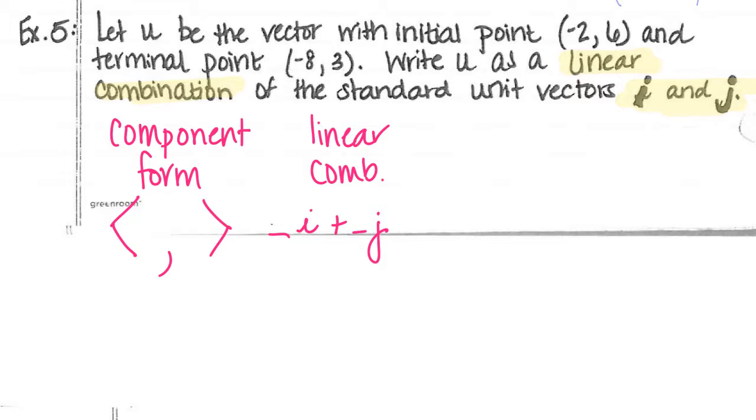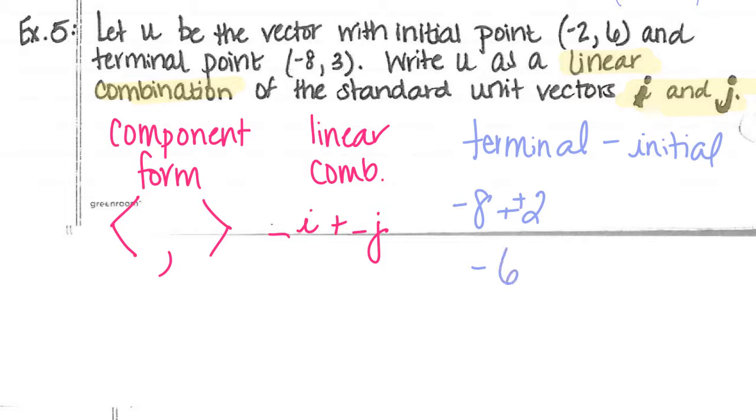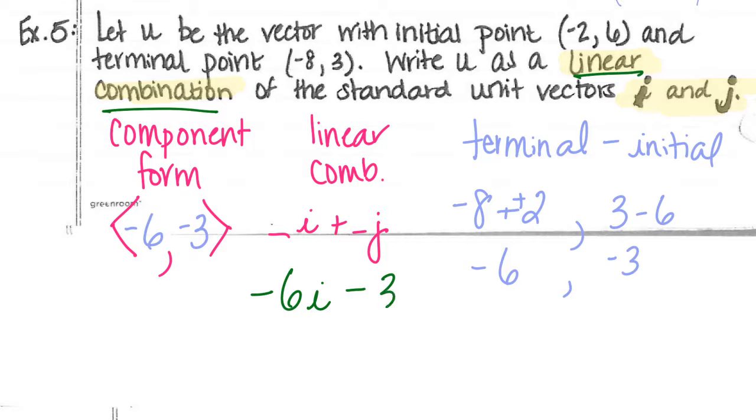Again, we are going to take terminal minus initial. So to find the x's, I'm going to take -8 minus -2, and we get -6. And then I'm going to take 3 minus 6, and we get -3. Now, if we were to write this in component form, we would put that in the carets, so we would have -6 and -3. But remember, they're asking us to write it in this linear combination, so we're going to write it as -6i minus 3j. I have literally seen questions that say, show this component form in linear combination. So again, it's just about wording, definitions, and making sure that you know the answers to the wordings and the definitions.